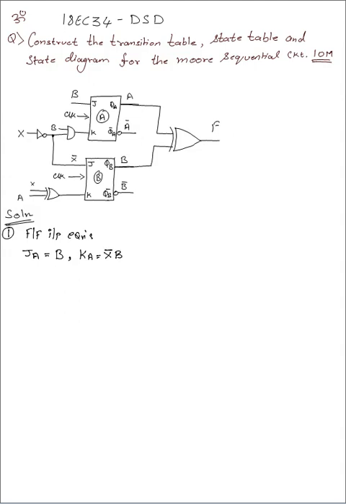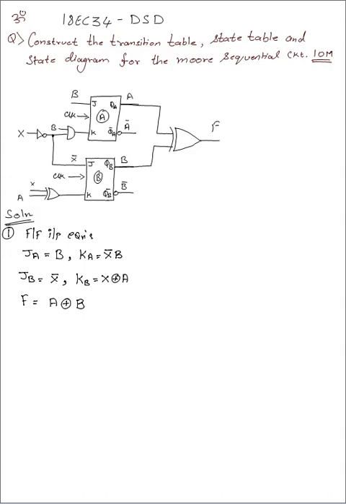Now for the second flip-flop, flip-flop B, input JB is given by x complement and KB is given by x XOR A. Also with this we have one output, that is F. So F is nothing but A XOR B. So these are the three equations that are required. This is the first step.